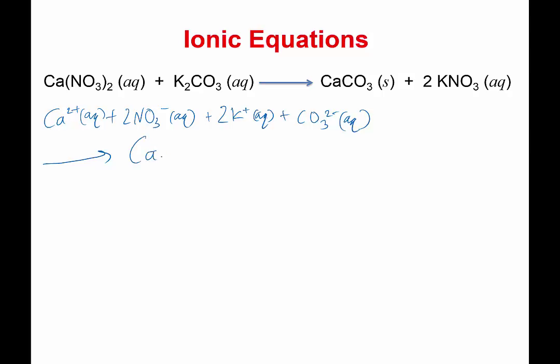The products are calcium carbonate, solid, and then potassium nitrate. 2 potassium nitrates are going to dissociate into 2 potassium and 2 nitrate. Again, notice I did not dissociate the calcium carbonate.